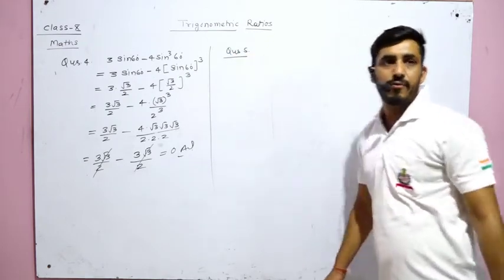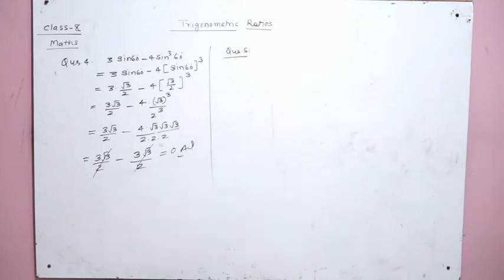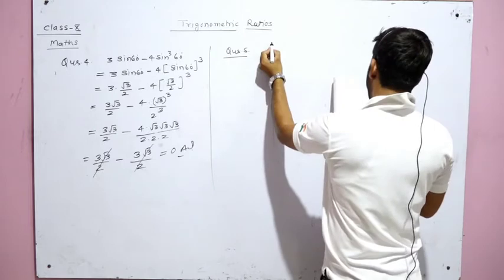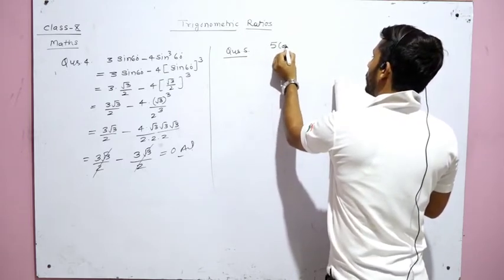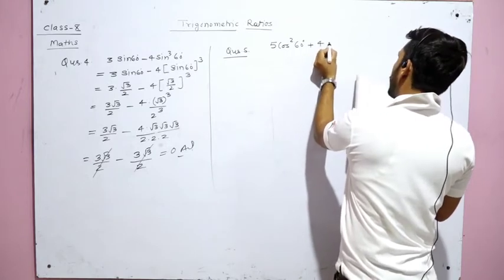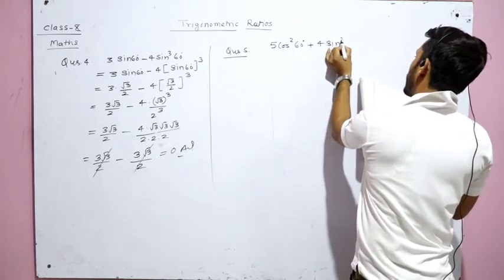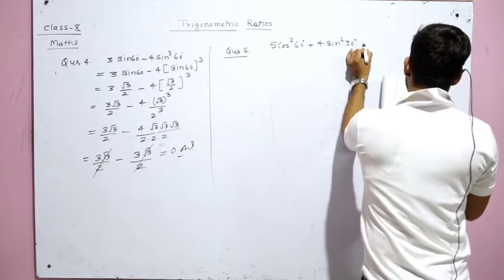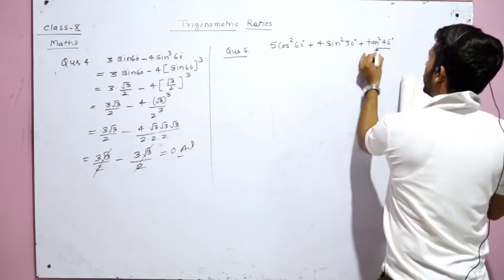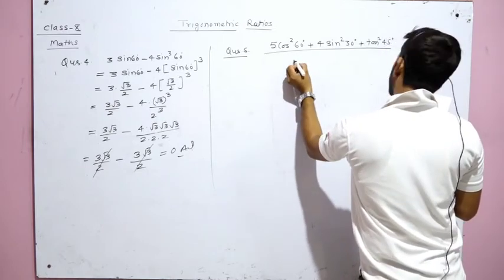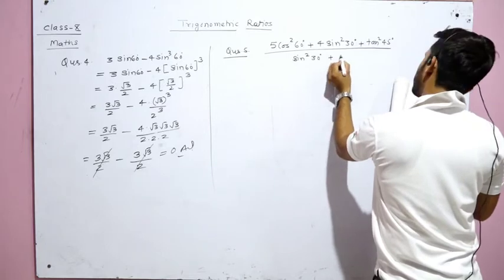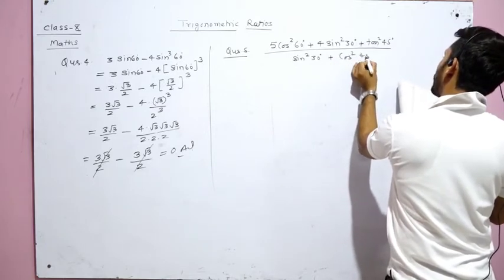And the next question, question number 5. What is question number 5? The given question is 5 cos square 60 degree plus 4 sine square 30 degree plus tan square 45 degree, divided by sine square 30 degree plus cos square 45 degree.